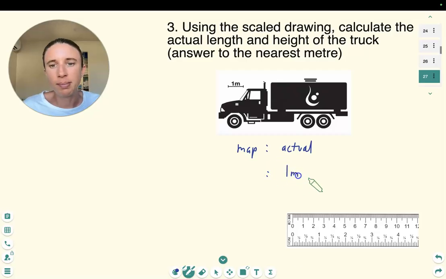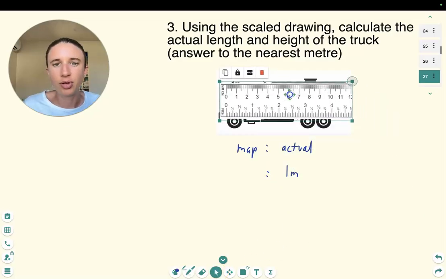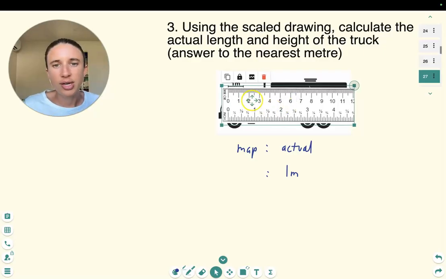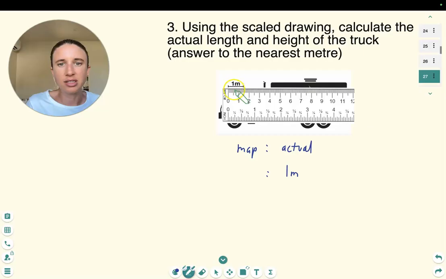So I'm going to write 1 meter and I'm going to get my ruler and I'm just going to see how much that actually is. So it looks to be 1.5 centimeters. So 1.5 centimeters on the map is 1 meter in real life.